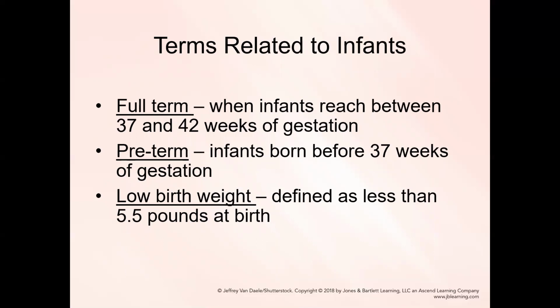You'll be asked about if you or your partner ever have a baby whether babies are full term, and that is defined as when infants are between 37 and 42 weeks of gestation when they're born. So as long as you hit 37 weeks, you are considered to have a full-term baby, which, as we know, has better health outcomes. Preterm is defined as any infants born before 37 weeks of gestation, which we know comes with negative health outcomes. And then low birth weight is defined as less than 5.5 pounds at birth.